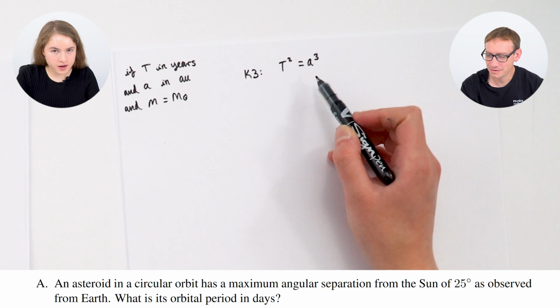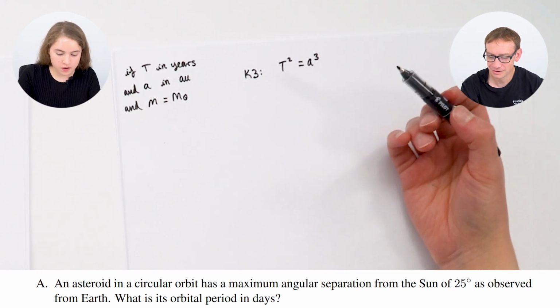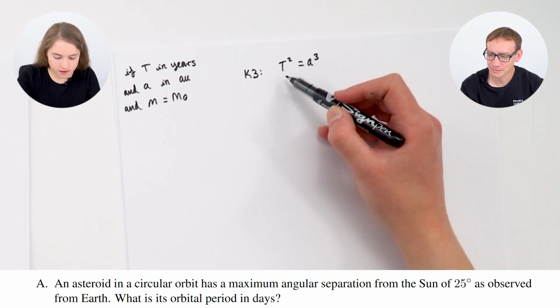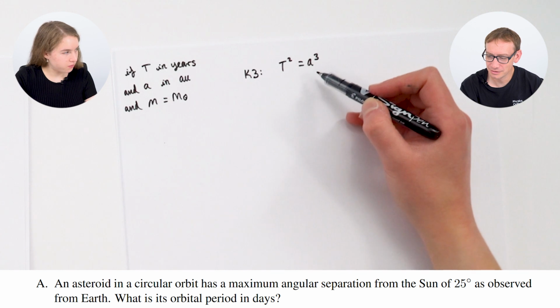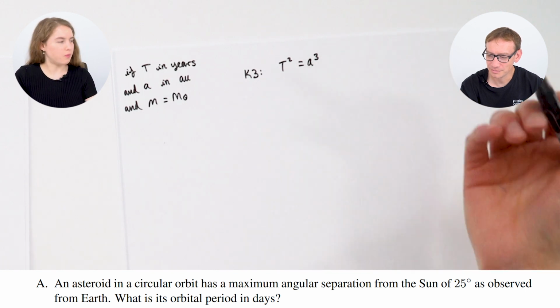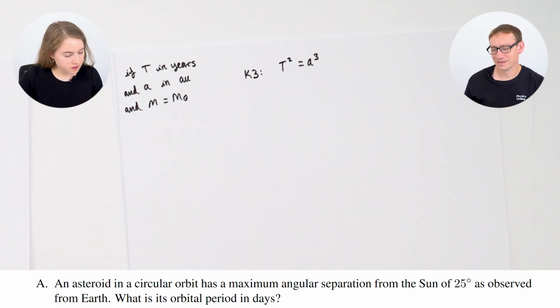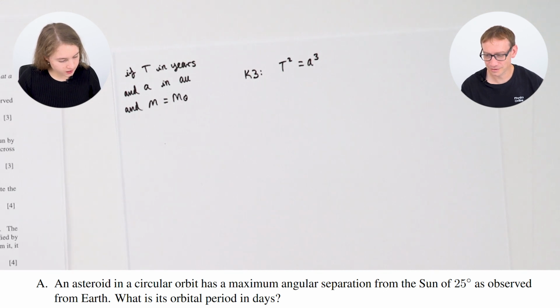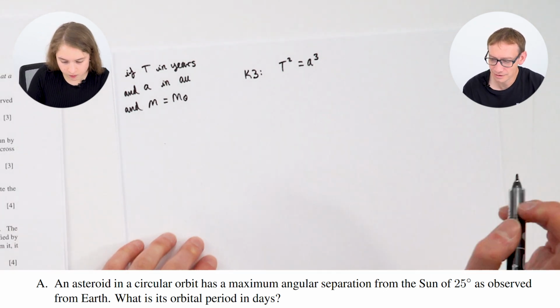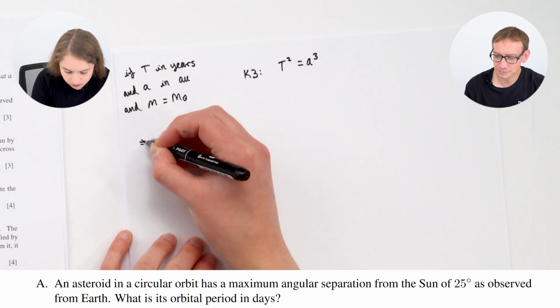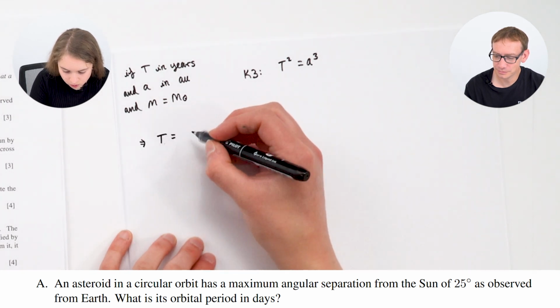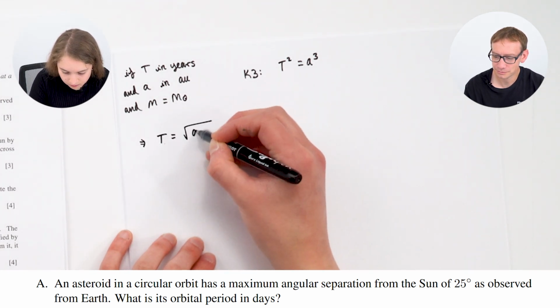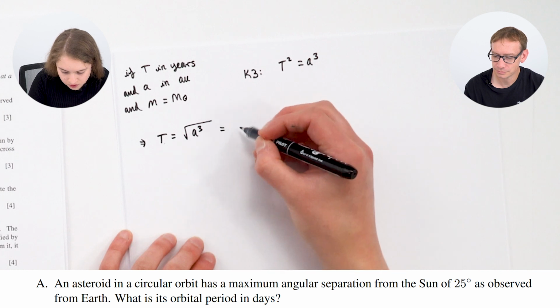and A is in astronomical units, because if you think about it, the Earth's period is 1 year and its distance from the sun is one astronomical unit. So you have 1 equals 1. That makes sense. And we can do a similar thing here. But that way we're going to get its orbital period in years. So we just need to keep that in mind. So T equals square root of A cubed. So let's just do that.